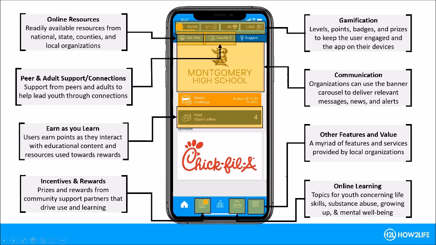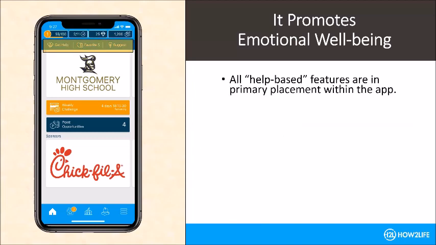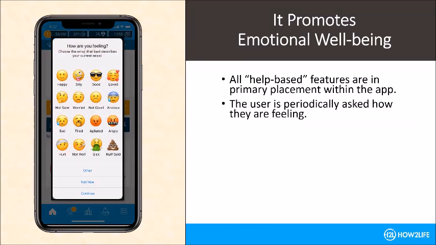And then if a school is using it or some organization like that, we can add practically anything at all to the app. Jobs, job search, a school bus tracker, you name it, we can make it happen. The app, however, is really based on promoting emotional well-being. So we put all of our help resources right up top. The Get Help, the Favorite Five, which helps fight isolation, and also our other resources.